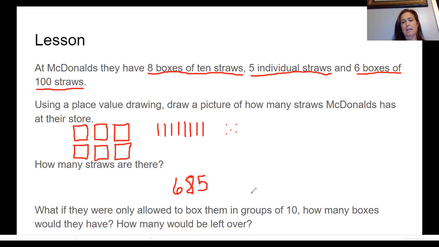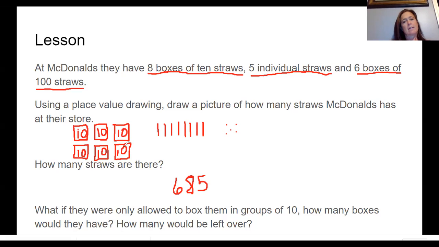What if they were only allowed to box them in groups of 10? How many boxes would they have? All right, so now we have to think about the fact that all of these hundreds have to then be boxed into groups of 10, right? So let's review how many tens are in each hundred. So there's 10 tens in each of these, right? Because you have to have 10 tens in order to make 100. So you need 10 of these to make 100.